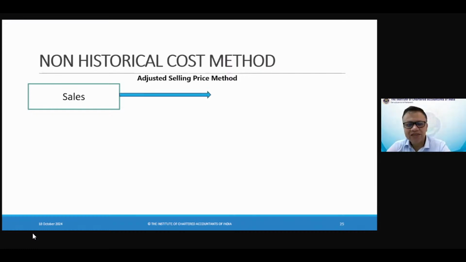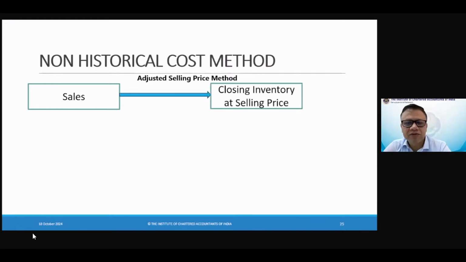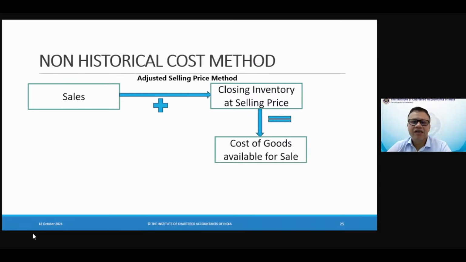So what happens? You have got sales. From the sales, remember this flowchart, you have to go to the closing inventory at selling price. So how will you reach it? You add the sales to closing inventory. Then you get the cost of goods with the sales. When you add the closing inventory at selling price, you get the cost of goods which are available for sale, because you have the sales price, number of goods sold. You know the closing inventory at selling price. You add up both of them, you get cost of goods available for sale.